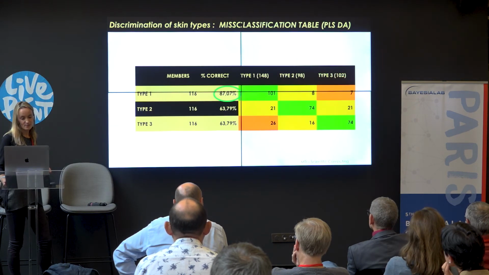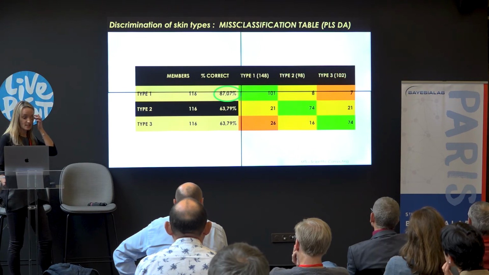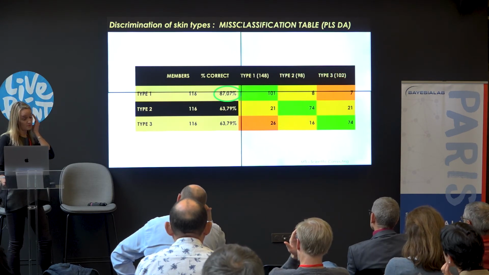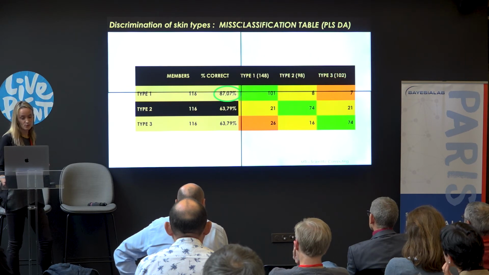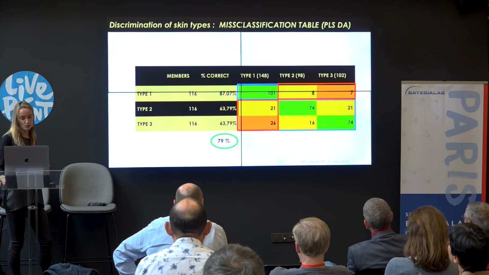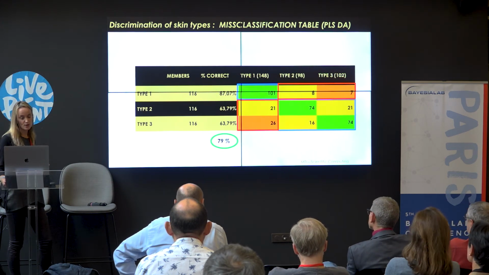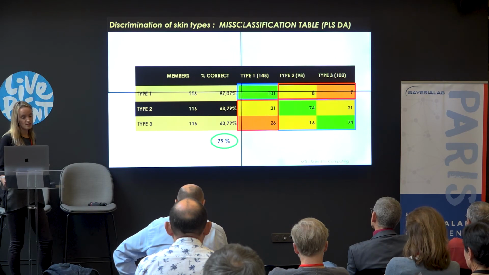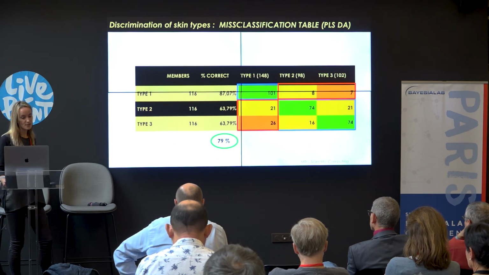If we look at performances of the PLS discriminant analysis, you can see that we are not better than with the Bayesian network. We have 87% well classified in type 1 and about 60% in types 2 and 3. And when we merge the two together, we increase the level of types 2 and 3 to 79%. So the performance is quite the same as with the Bayesian network.